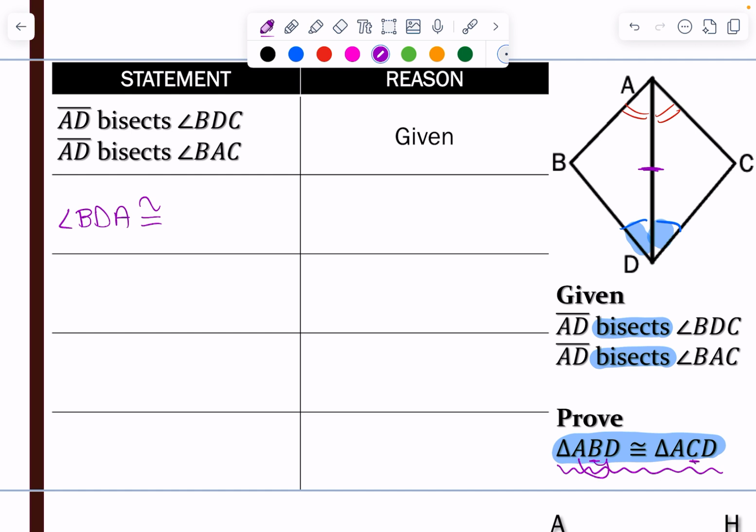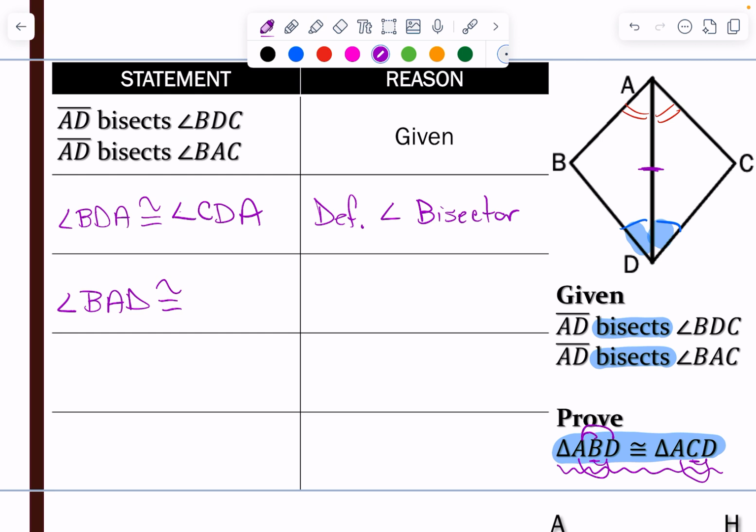So I'm going to start in the middle, go all the way back: angle CDA is congruent, and that is by the definition of angle bisector. I also know that angle BAD and angle CAD have to be congruent, and again, by definition of angle bisector.